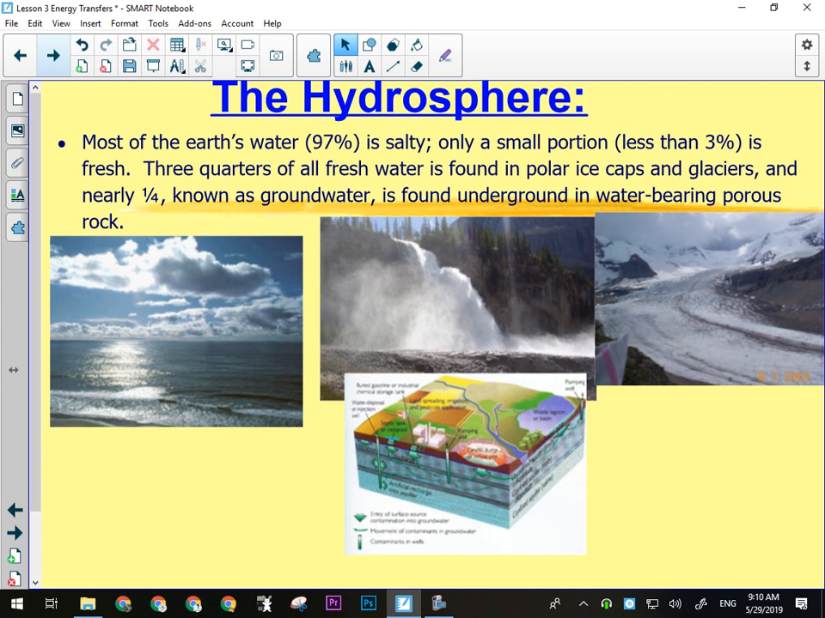This is obviously where the water ends up. It runs off in waterfalls and rivers and such, and then it ends up here, in the ocean. We have 1/4 of that 3% of fresh water that is groundwater, and that's what provides the majority of drinking water.